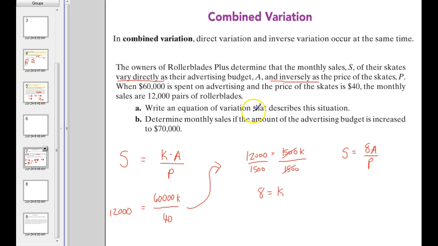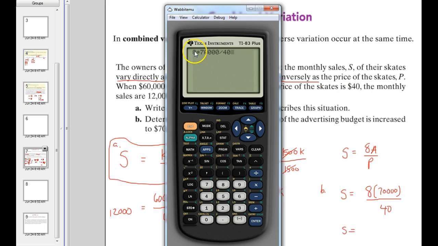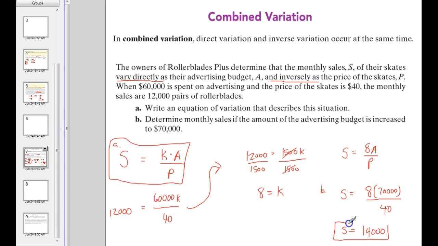Okay, so writing the equation, the variation describes the situation. That's this right here. A. So there's part A. Alright, and then determine the monthly sales if the amount of advertising budget is increased to 70,000. Alright, the advertising budget is now 70,000. So this is B, and the price, it doesn't say we're changing it, so we're going to assume it's still $40. Alright, so 8 times 70,000 divided by 40 is 14,000. So there's what we get for our answer when we do the second part.